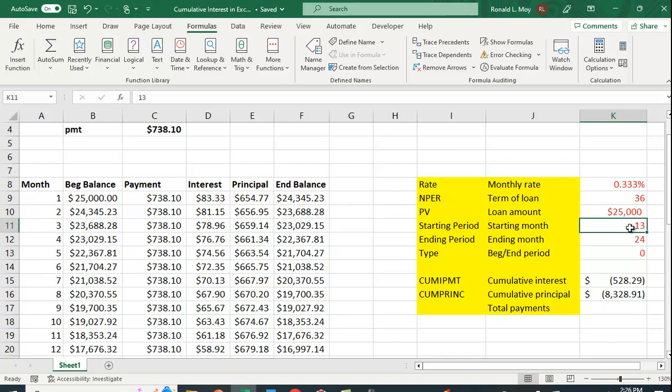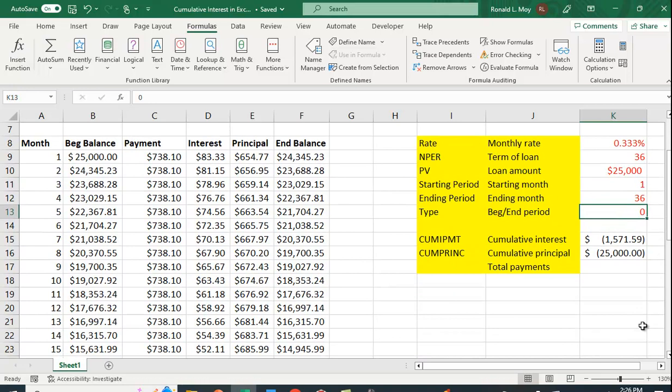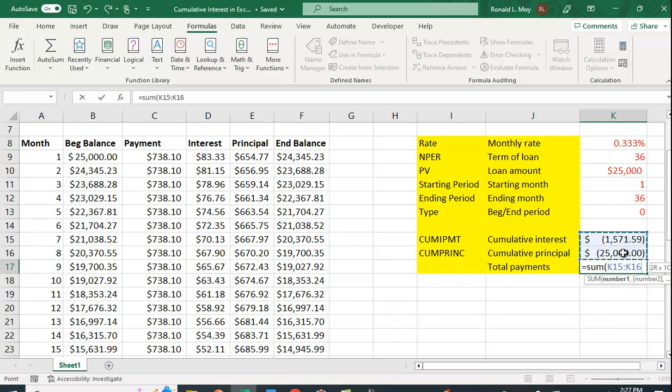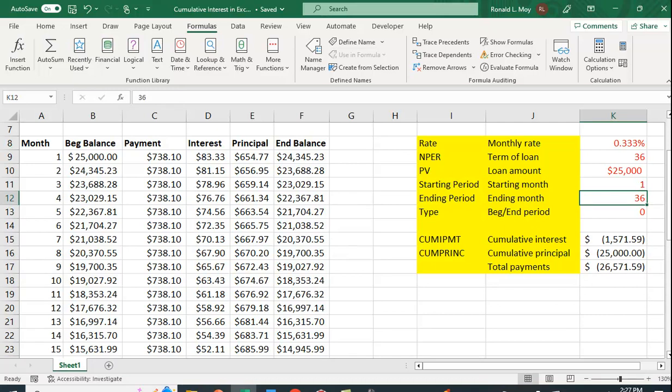Let's see what happens when we go for the entire 36 months. What do we see? We see that the total principal you paid was $25,000. That's the loan amount. This is how much interest you paid. And we could actually sum this up here so that we know what your total payments were, $26,571.59.